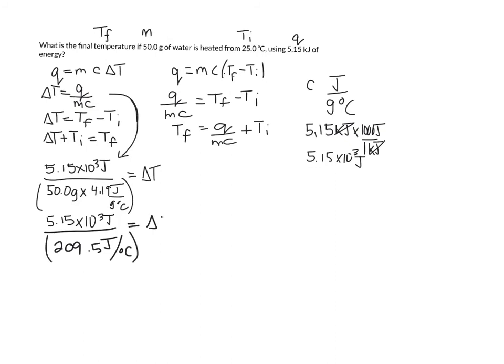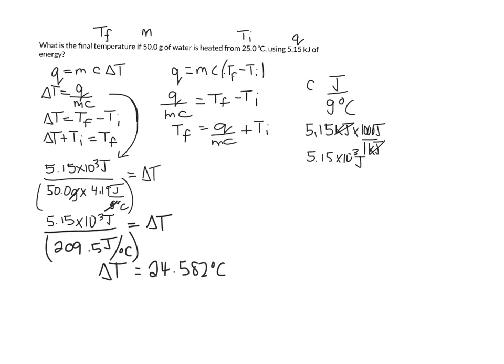I'm going to show you this calculation step by step. I'm going to try not to skip any steps because I know there's different levels of math strengths in the class. Okay, so delta T is equal to, if I take 5.15 times 10 to the 3 joules divided by 209.5 joule per degrees Celsius, because these grams canceled, then I get 24.582 degrees Celsius.